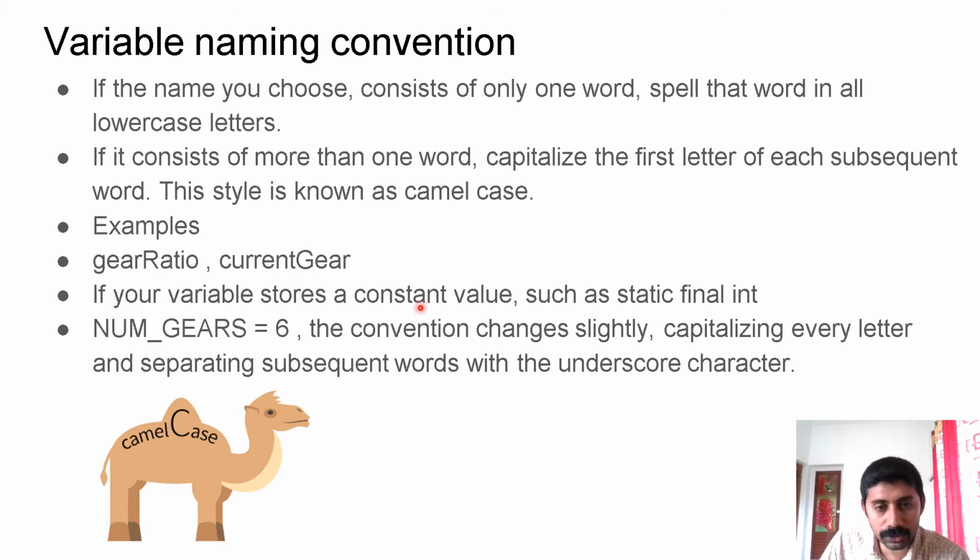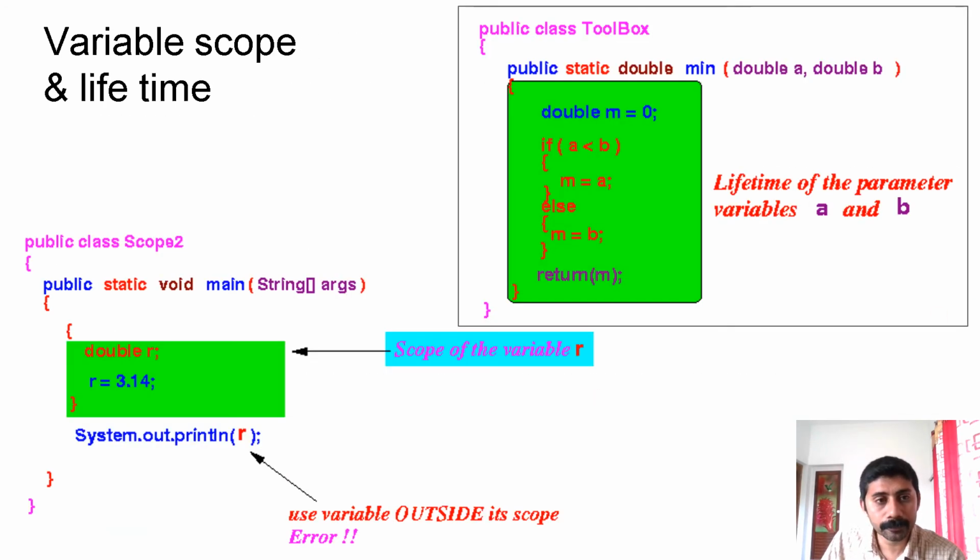If your variable stores a constant, such as static or final, in that case you have to use capital letters, and when there are multiple words, use underscore to separate them. NUM_GEARS: everything is represented in capital letters. The convention changes slightly: capitalize every letter and separate subsequent words with underscore characters. So this is the naming convention recommended in Java.